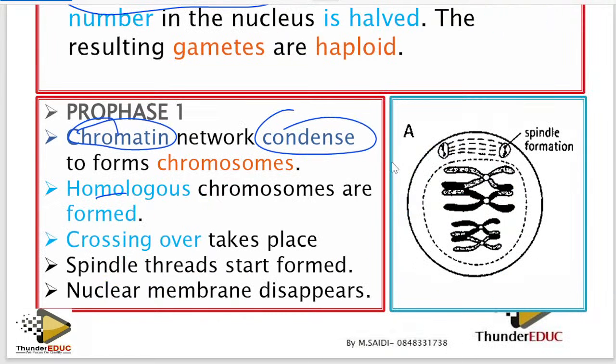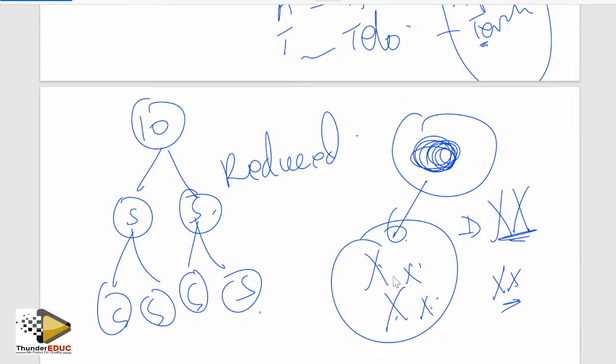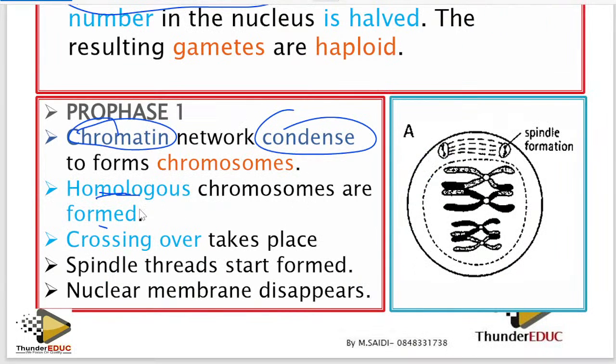Therefore, I will say that the homologous chromosomes are formed. That's what you are trying to say here, that the homologous chromosomes are formed and they come together. They condense, they shorten. The moment they shorten, you can see the chromosomes. The chromosomes become visible, and the ones which look alike come together. That's why he is saying that when the homologous chromosomes are formed, crossing over takes place.